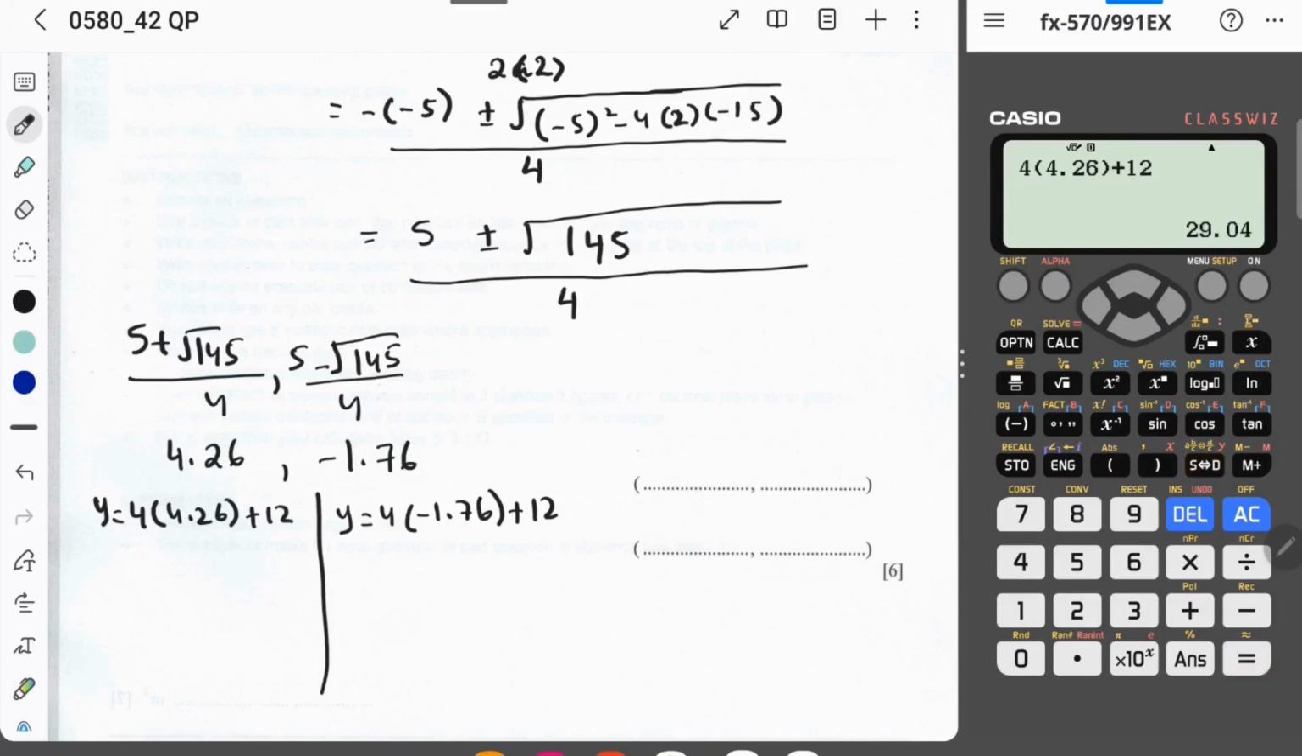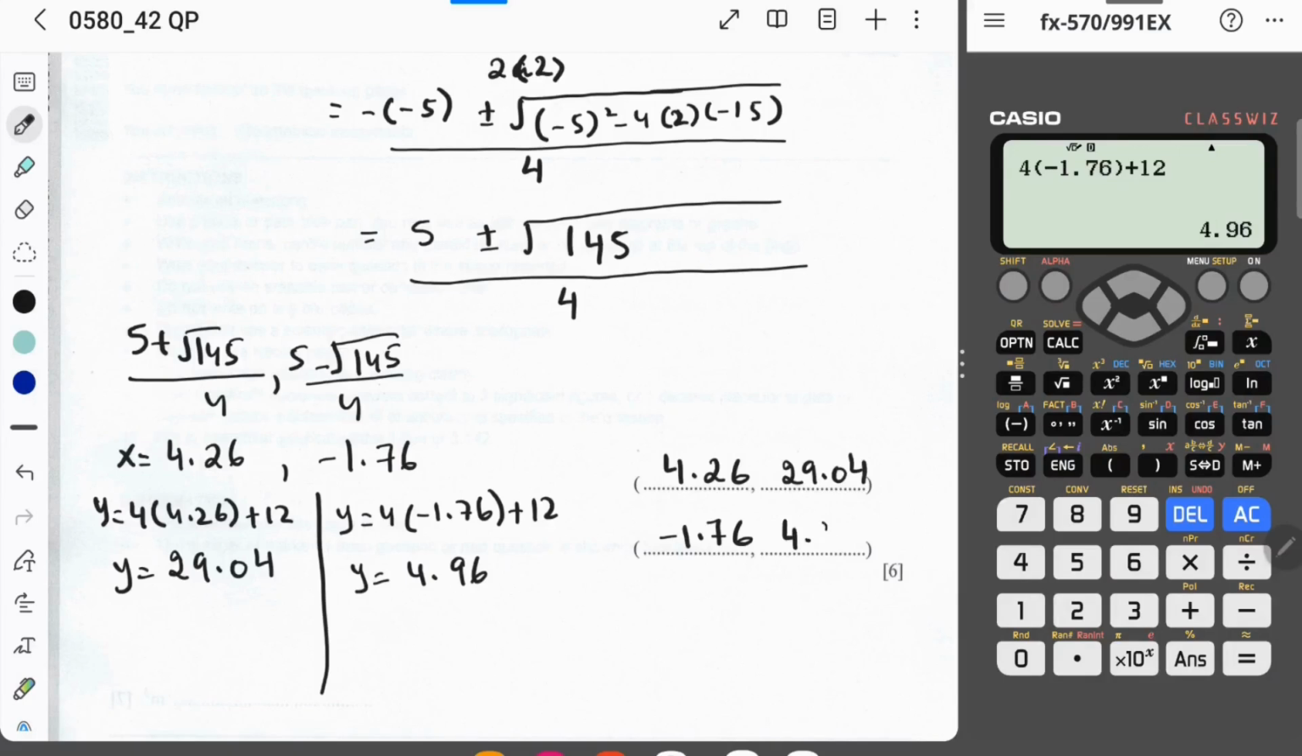The answer is 29.04 for y, and this is for x. Now the other one you will have is 4 times minus 1.76, and that is plus 12. The other answer is 4.96. So you got two answers: x is 4.26 and y is 29.04. When x is minus 1.76, y is 4.96.